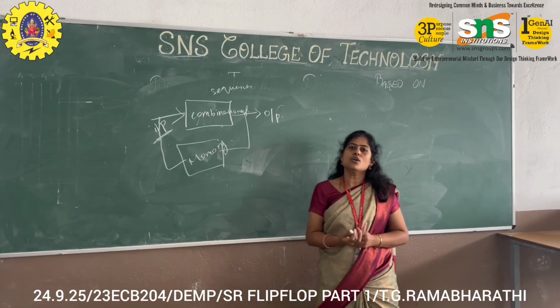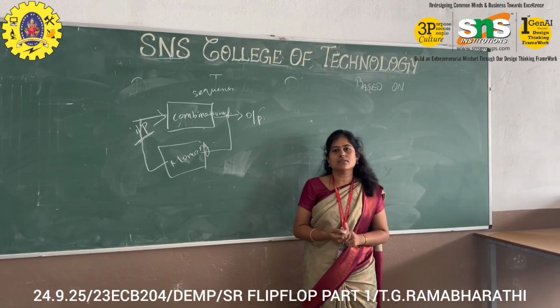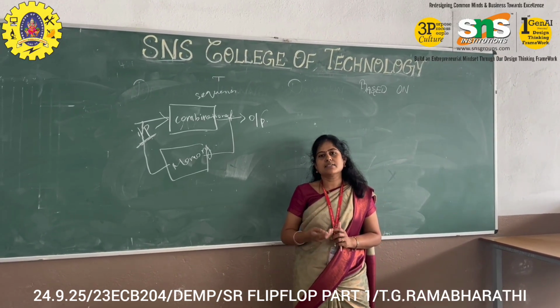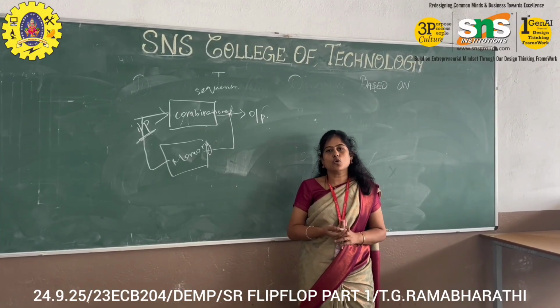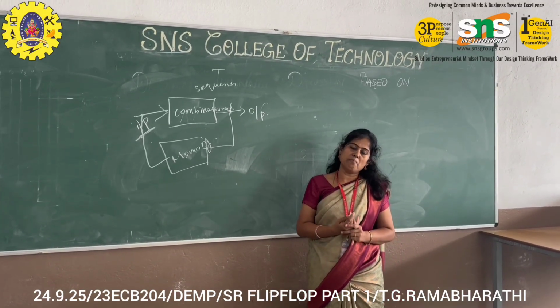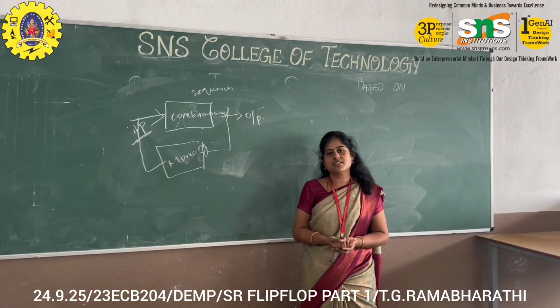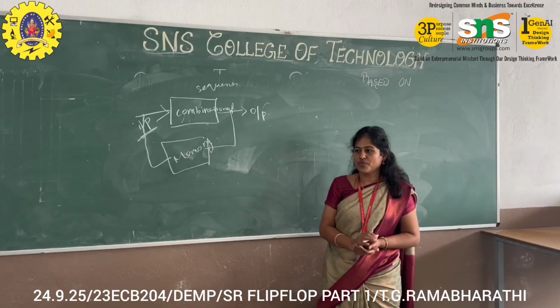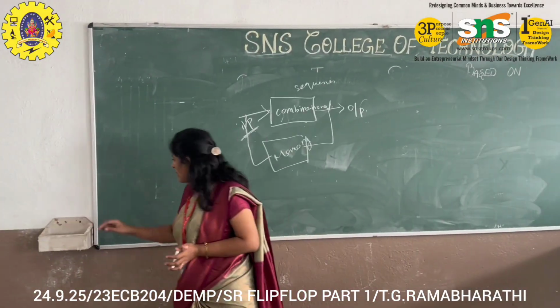We all know that the examples of combinational circuits are adders, subtractors, Hamming comparators, multiplexers, demultiplexers, encoders, decoders, and code converters. The examples of sequential circuits are mainly flip-flops, registers and counters. So today's topic is the flip-flop. We are going to deal with the flip-flop.